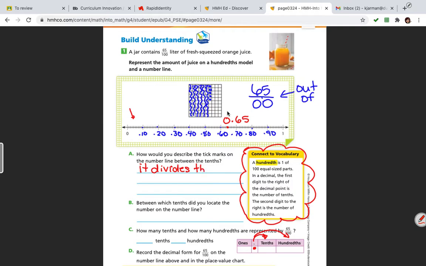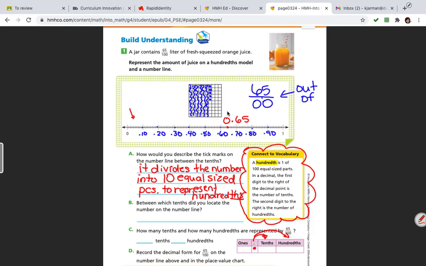It divides the number into 10 equal-sized pieces, pieces to represent hundredths. Hundredths is very important because hundredths means it's a fraction.